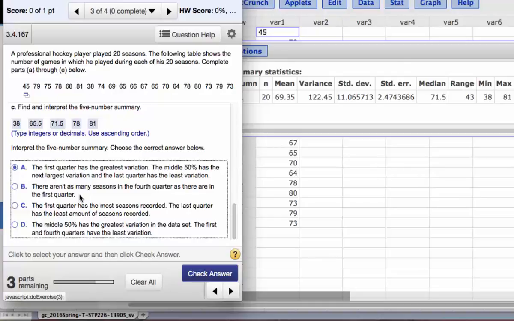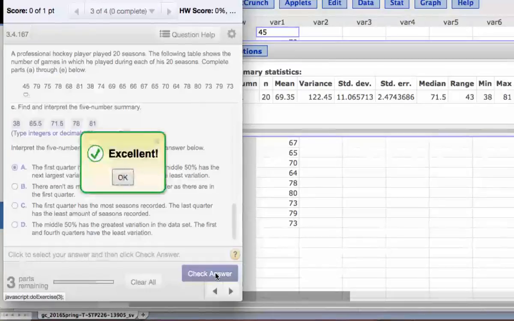They're all the same number, right? So they're all 25%. The first quarter has more seasons recorded. The last quarter has the least amount of, okay, it's the same thing. The middle 50% has the greatest variation in the data set. No, we found the first quarter has the greatest variation. So we like A, despite your teacher.